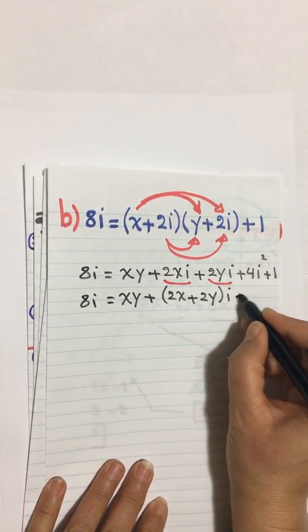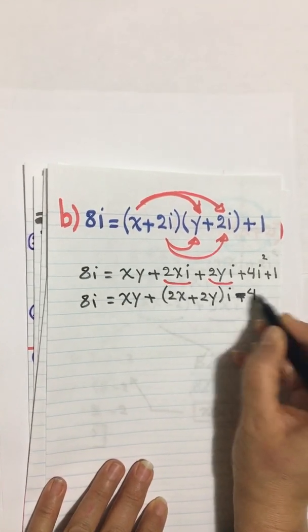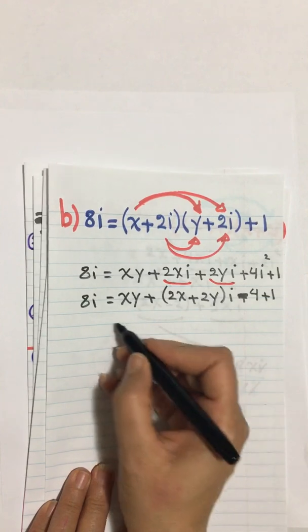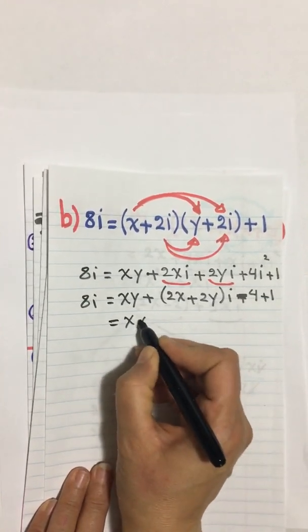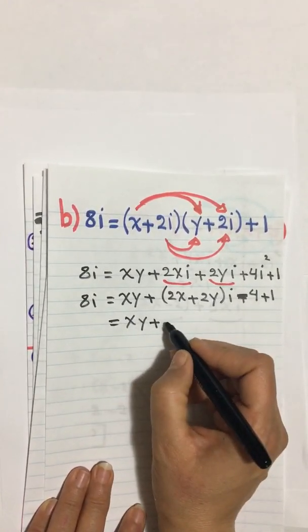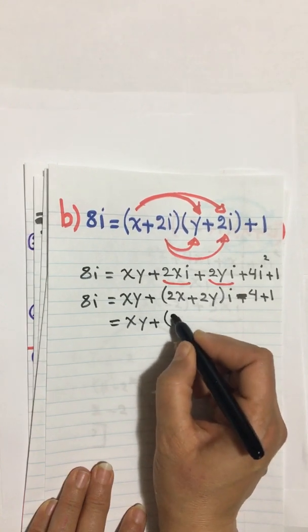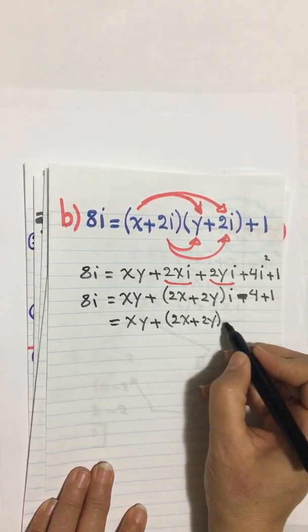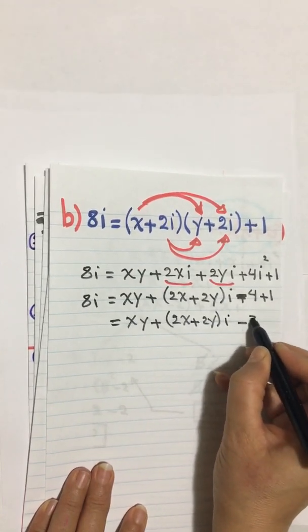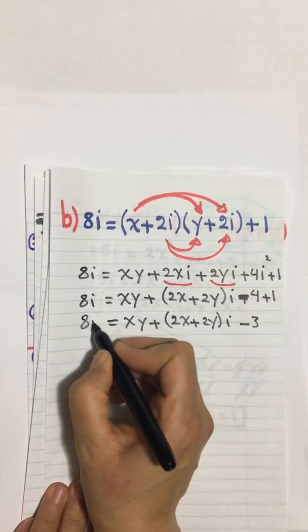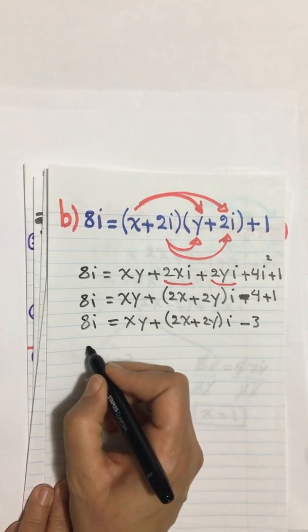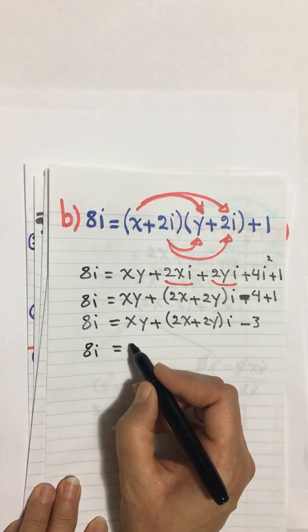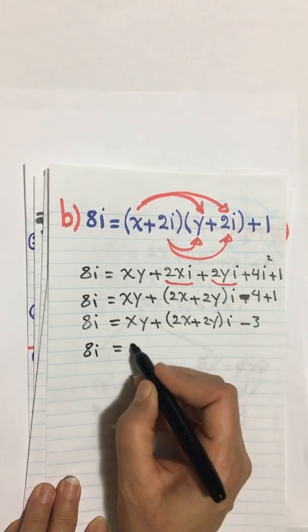So this is going to be minus 4 plus 1 equals xy plus (2x plus 2y) i minus 3. Now I have 8i equals xy minus 3.